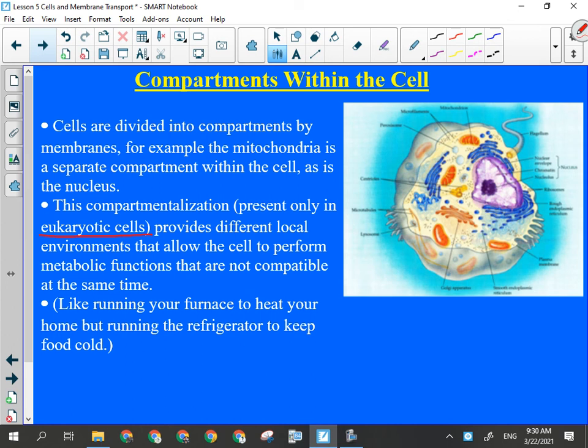Okay, if I didn't have those 3 separate environments, I would have to do all 3 of those jobs, which are not compatible with each other, in one environment. Okay, so imagine this. A eukaryotic cell is like your house. It's got the fridge, it's got the freezer, it's got the living area. A prokaryotic cell that doesn't have these compartments has to do all of them in the same place.